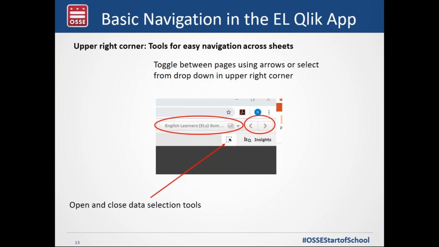In the upper right-hand corner of the app, you will see tools that make it very easy to navigate across the different sheets. So there are arrows, so you can toggle between the pages, or you see the page where you are listed, and if you click on the drop-down in the upper right corner, you'll see the different sheets listed and you can access them that way. Once you apply a filter to one sheet, it will stay applied when you go to a different sheet. And then this dotted line box with an arrow allows you to open and close data selection tools.